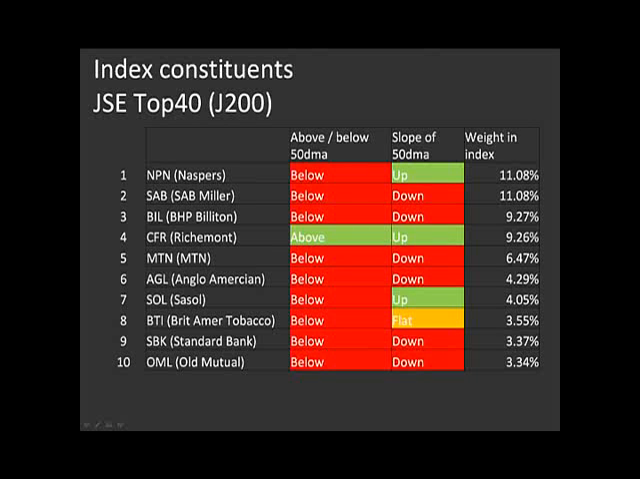So there's the top 10 shares, and obviously those 10 are by far and away the most significant in our top 40 index. I mean, collectively, and you can see the weightings on the right-hand side of that slide, these 10 stocks make up more than half of the weighted value of the overall top 40 index. But notice there, above or below the 50-day moving average, there's actually only one stock in that list that's above its 50-day moving average currently, and that is Richemont.